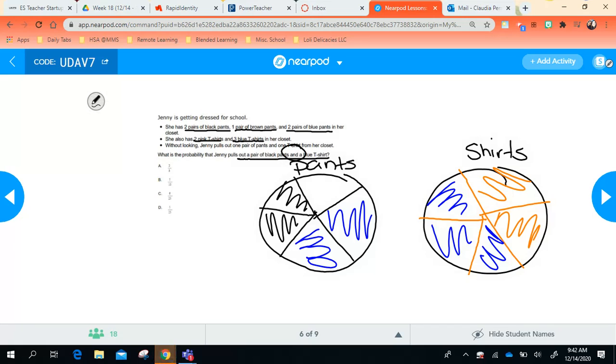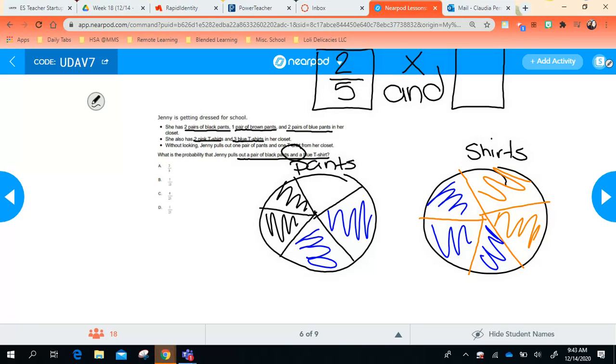So when we see that keyword, and, are we adding or multiplying? Multiplying. That means we're multiplying. So I'm looking at pants multiplying by shirts. Well, what's the probability that I'll get a black pair of pants? How many black pants are there? 2 black pants. Out of how many pants? 5 pants. So remember, we're looking at pants and shirts. So how many blue t-shirts are there? 3 out of how many total t-shirts? 5 t-shirts. So I'm looking at pulling pants and t-shirts.